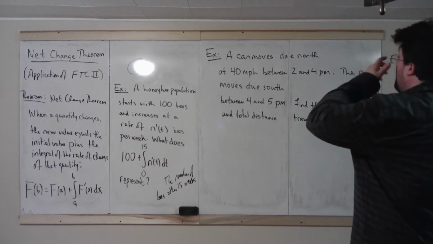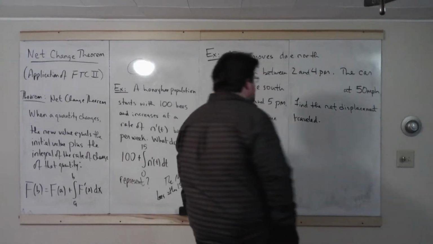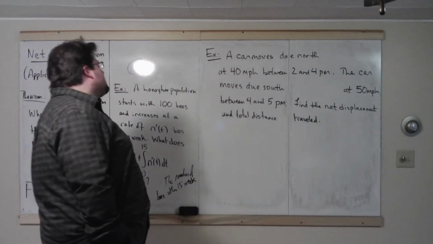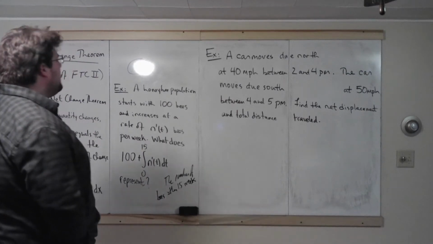Let's look at this next example. A car moves due north. Now, there is some strange spacing in this example for a reason, which I'll explain. A car moves due north at 40 miles per hour between 2 and 4 p.m. The car moves due south at 50 miles per hour between 4 and 5 p.m. Find the net displacement and total distance traveled of the car from 2 to 5 p.m. So we're actually asked 2 things here. The net change theorem is going to give us one almost immediately, but the other one will be a little more complicated.